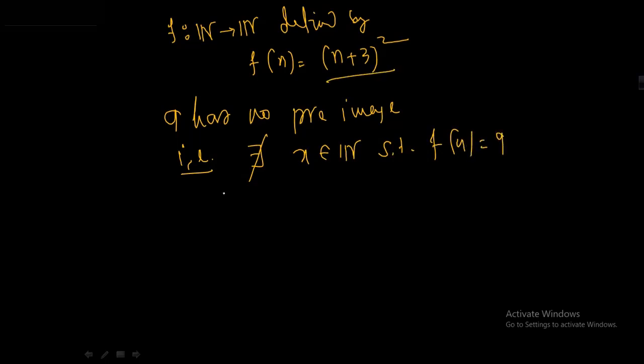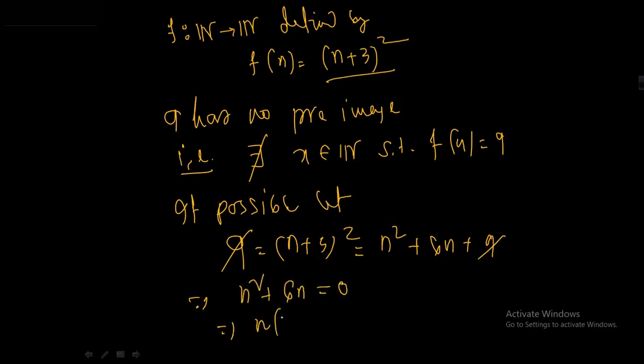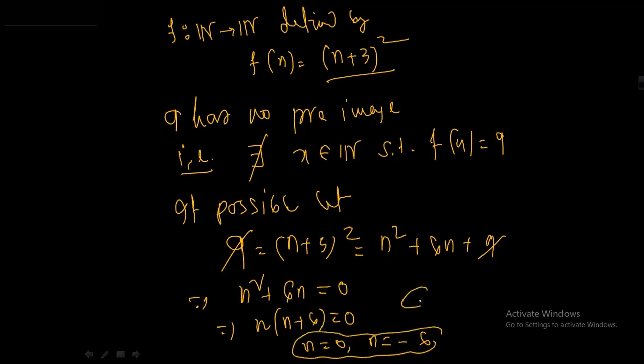How did we understand that? If possible, let 9 be equal to (n plus 3) whole square. This is equal to n square plus 6n plus 9. Cancel the 9, so you will get n square plus 6n equal to 0. Take n common: n(n plus 6) equal to 0. From here you get n equal to 0 or n equal to minus 6, but these two numbers do not belong to the set of naturals. This is the set of naturals.